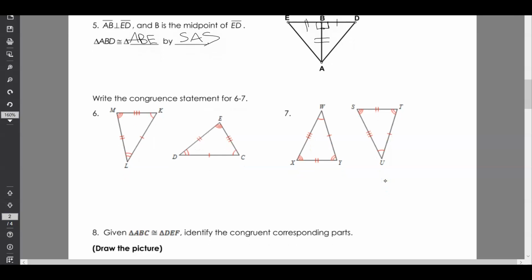All right. Let's write a congruent statement. Okay, so the first triangle, we'll do one arc, two arc, three arc. So it's going to be KLM. It's congruent to triangle, and again, we're going to do one arc, two arc, three arc, CDE. Cool. Same thing on number 7. One arc, two arc, three arc is going to be WYX. And that's congruent to triangle, one arc, two arc, three arc, is UTS.